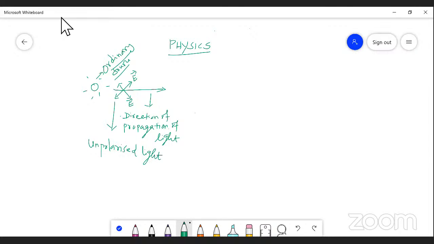Okay. This unpolarized light is made to pass through a certain crystal, like a tourmaline crystal. This is the optic axis of the crystal. The unpolarized light is allowed to pass through this tourmaline crystal. The light vibration comes out from the tourmaline crystal in only one particular direction, like this.